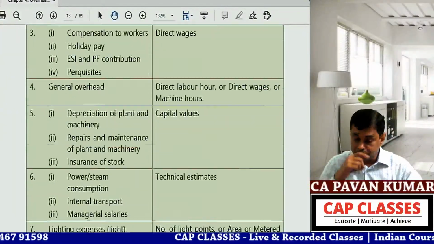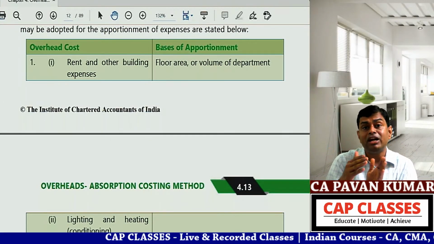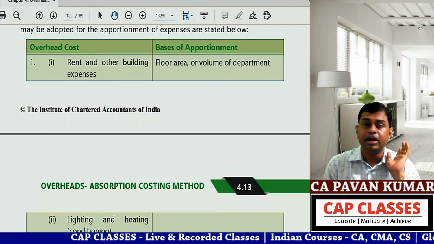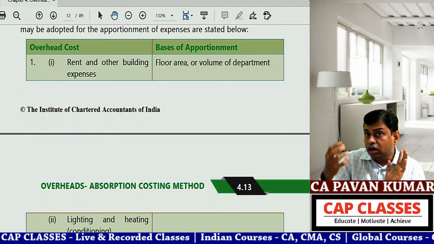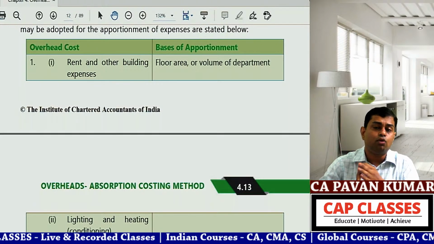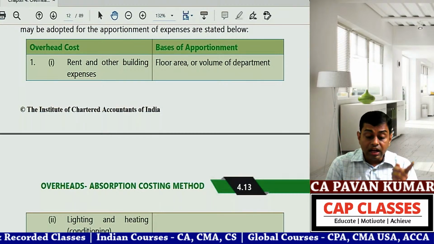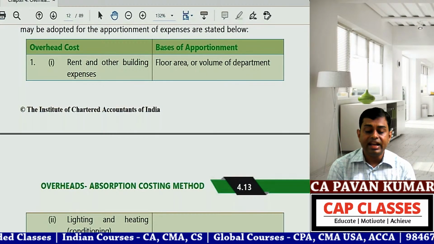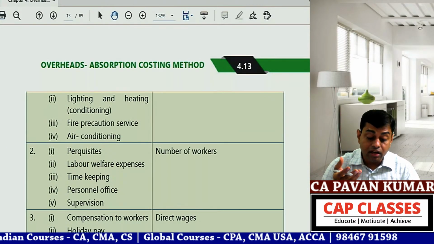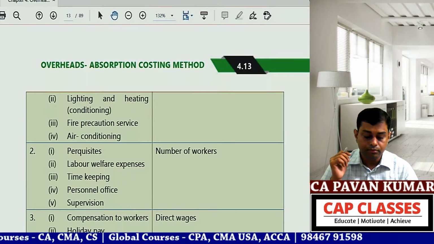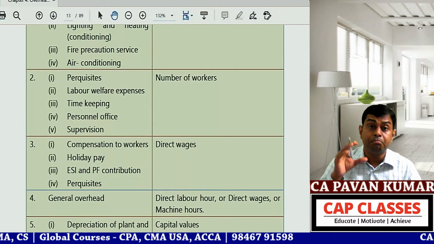Are you ready? So they have given one table. This is self-explanatory. Overhead cost on the left hand side, basis of apportionment on the right hand side. This is for apportionment, that means common costs. So 1500 rupees is your transportation cost. Four assets like television, refrigerator, washing machine, mixer grinder are bought at one cost. So how will you apportion? That is the topic here. Rent, rates, other building expenses, lighting, heating, air conditioning, fire precaution, etc. are based on floor area. Then the second one is perquisites, labor welfare expenses, timekeeping, personnel expenses, and supervision, based on number of workers.